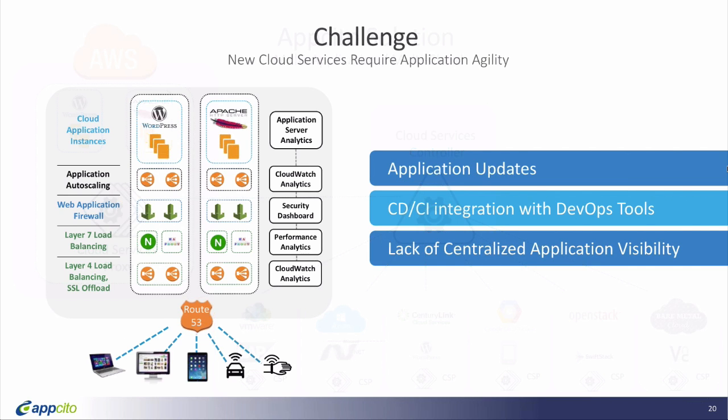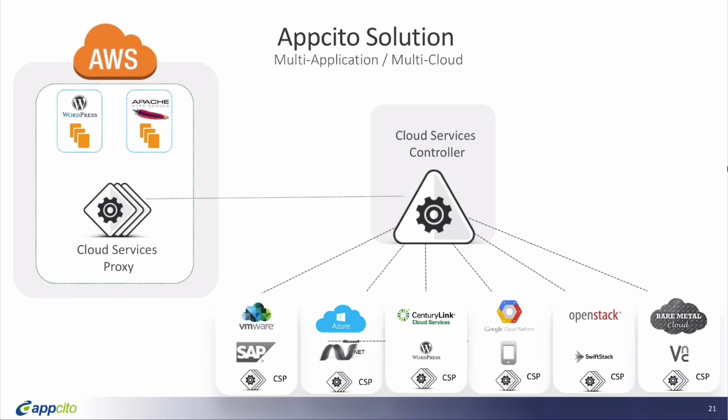So as you start to look at the agile approach in the cloud, Appcito started to look at how we can introduce our solution to map to what the cloud providers want. That is the enablement of microservices using the container-based approach. And what we've activated here is you can use the Cloud Services Controller to create a policy and distribute that to not only your cloud service proxies within the AWS environment, but in all these other environments that we've depicted at the bottom there, whether it's Azure or CenturyLink or OpenStack.